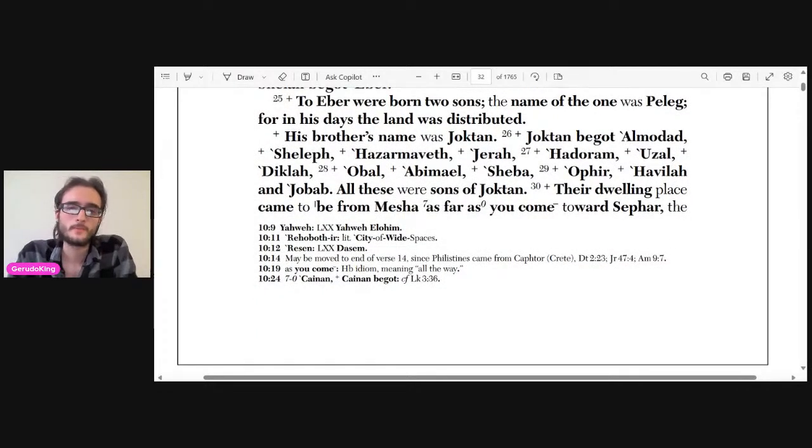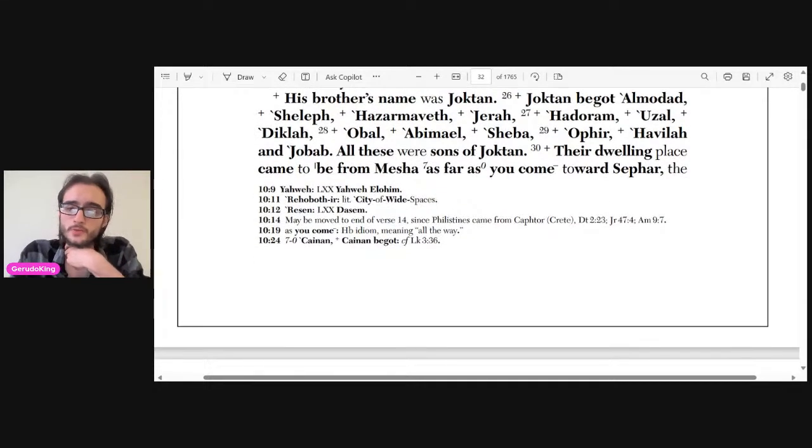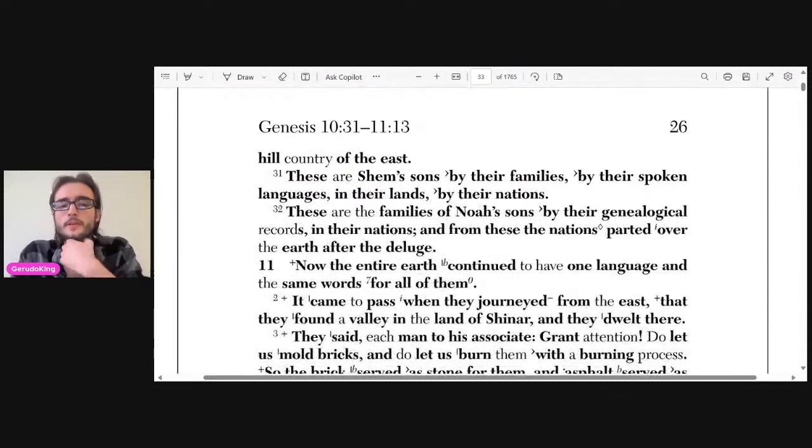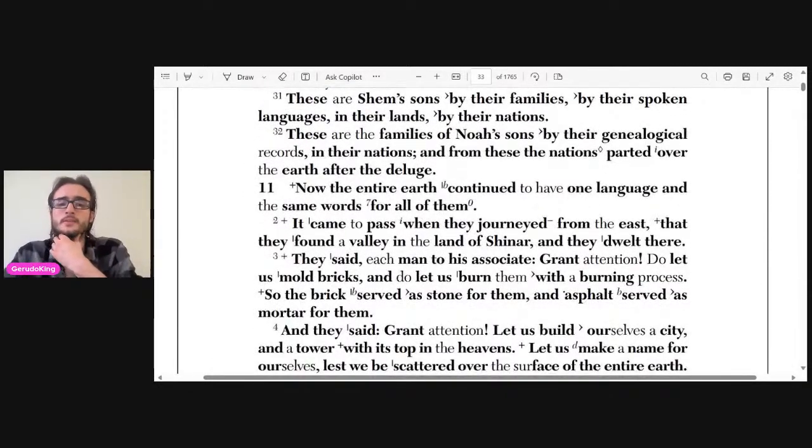Joktan begot Almadad, Sheleph, Hazarmaveth, Jerah, Hadaram, Uzal, Diklah, Obal, Abimel, Sheba, Ophir, Havilah, and Jobab. All these were sons of Joktan. Their dwelling place came to be from Mesha as far as you come towards Sephar, the hill country of the east. These are Shem's sons, by their families, by their spoken languages, in their lands, by their nations. These are the families of Noah's sons by their genealogical records, in their nations, and from these the nations parted over the earth after the deluge.